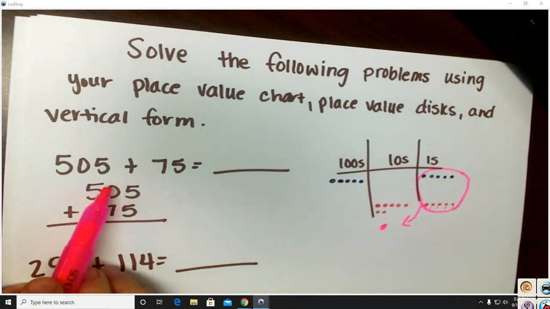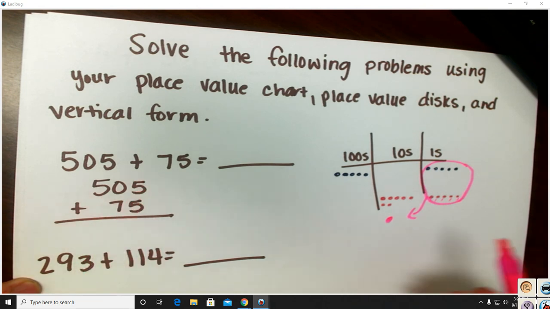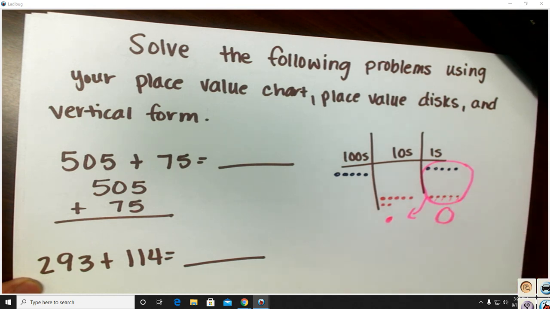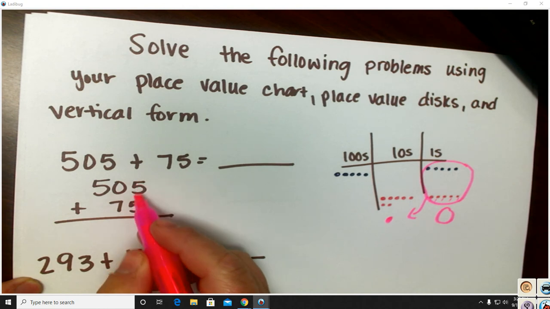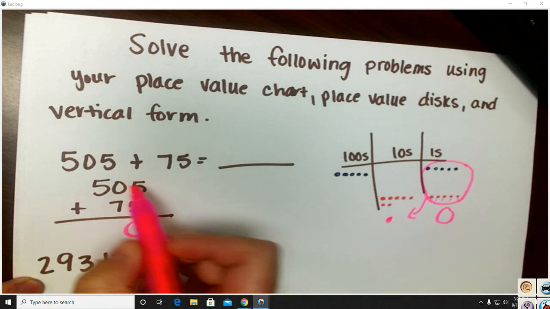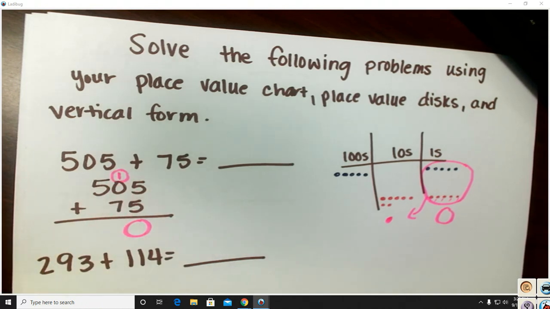Okay? So I'm going to come over here to my vertical form, and I'm just going to say 5 plus 5 is 10. And if you notice, we don't have any ones left, so a 0 goes there. So I know that 5 plus 5 is 10. But I carried over an extra 10, so I have to carry over that extra 10.